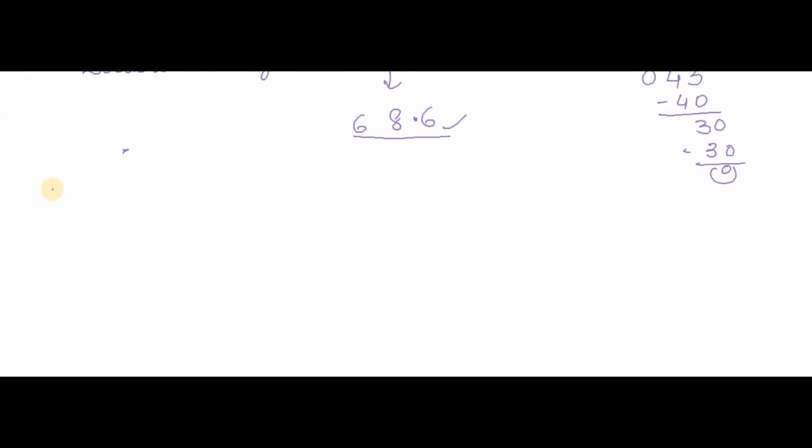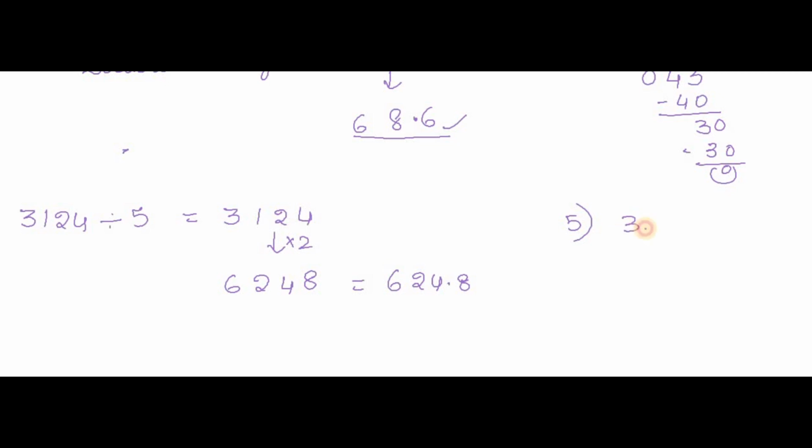Now we'll move on with one more example. 3124 divided by 5. So first double my dividend. 3 2s are 6, 2 1s are 2, 2 2s are 4, 4 2s are 8. And what should I do? I should keep a decimal point before one digit. Now we will check this with our calculation.